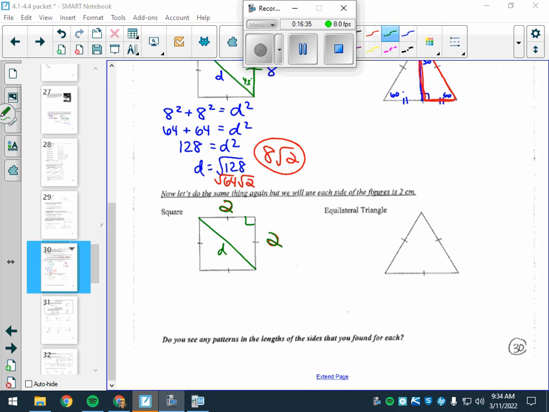Okay, so you got 2 squared plus 2 squared equals D squared. And that's 4 plus 4, which is 8. So we basically have the square root of 8, which is 2 root 2.